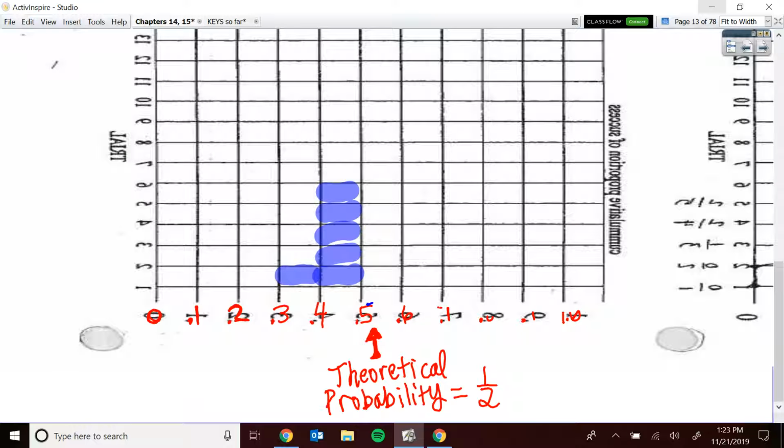50 to 55%. 5, 6, 7, 8, 9, 10, 11. And I'll add myself, so 12. Okay, 60 to 65%. 1, 2, 3, 4, 5, 6, 7, 8. And 70 to 75%. 80 to 85%. 90 to 95%. Okay.